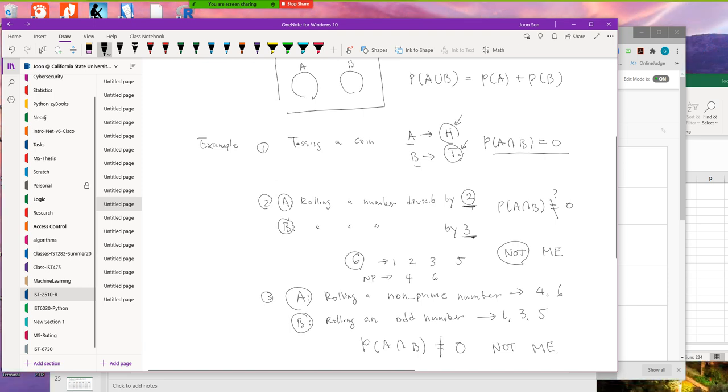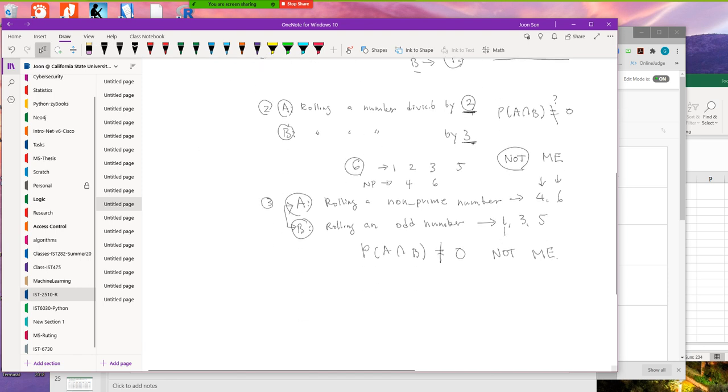Because, okay, so when you're rolling a die, right? You can't get A and B at the same time. Oh, okay. Because the event A is you either get 4 or 6, right? And event B is you either get 1, 3, or 5. And you know that A and B can take place simultaneously, right? Because if you use the Venn diagram for A and B, let's just draw the Venn diagram for this case.